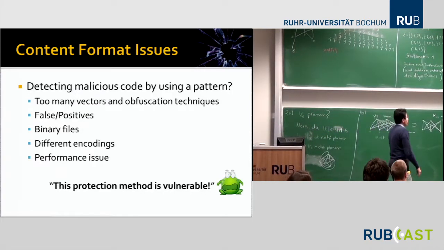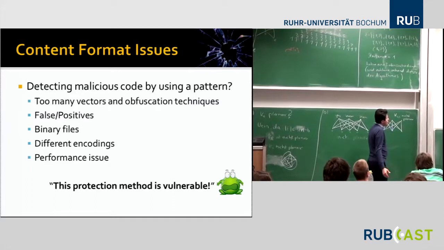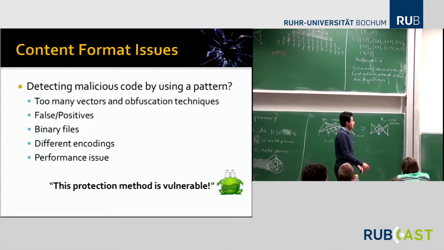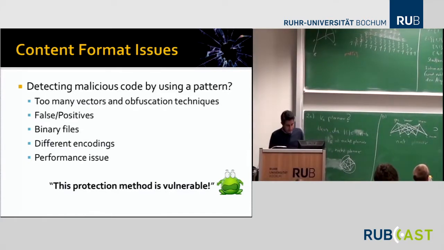And in this method, we have too many false positives, so it may really kill the server. What about binary files? How can it verify binary files, or different encoding methods? And also, it has a performance issue.